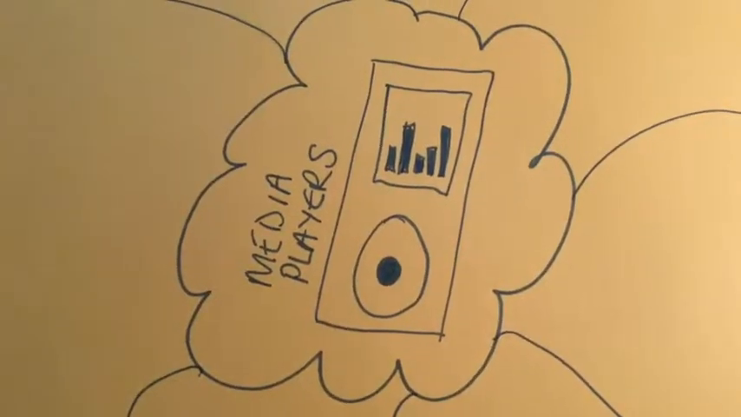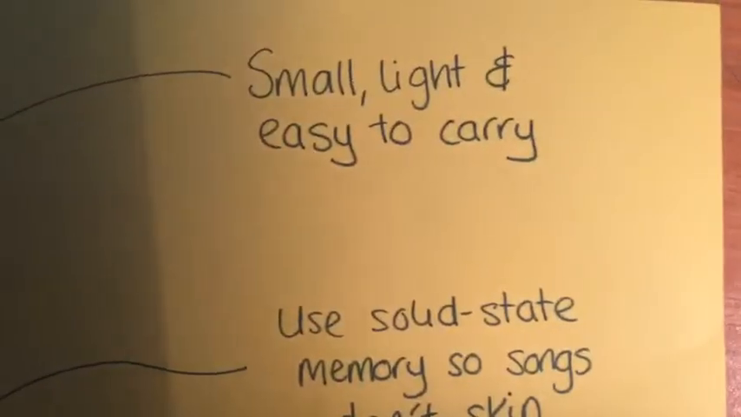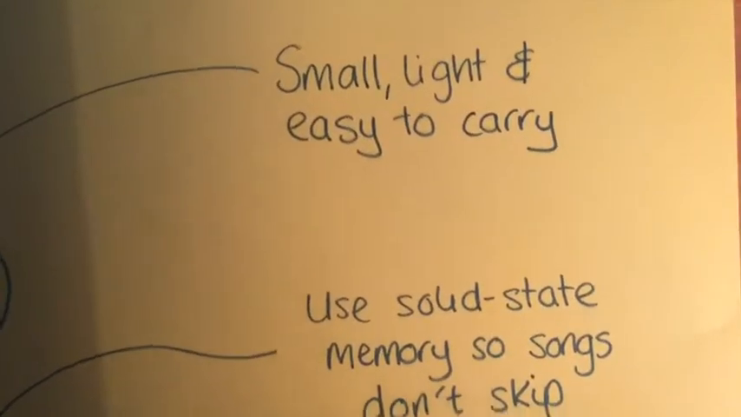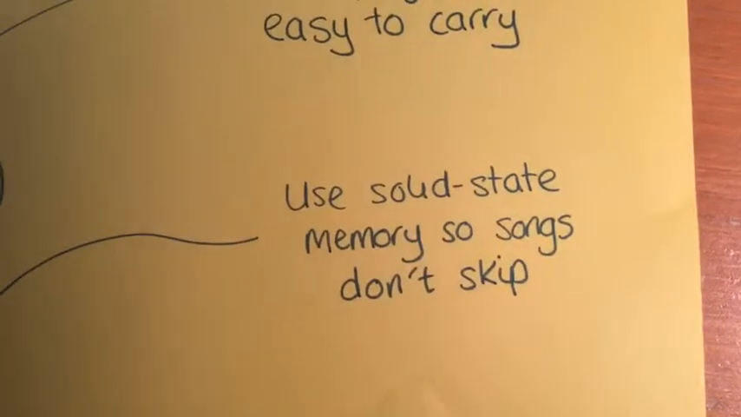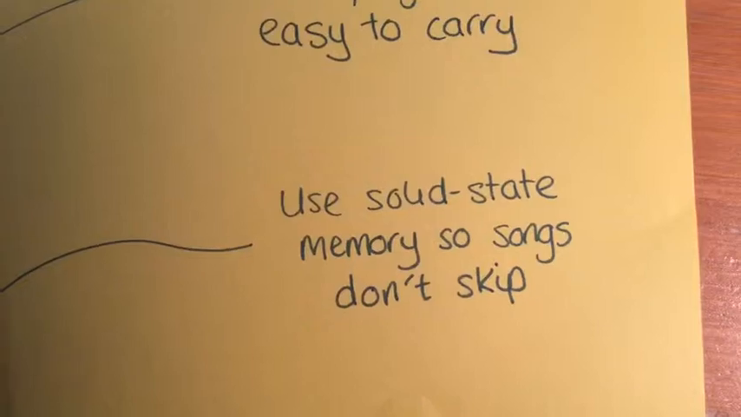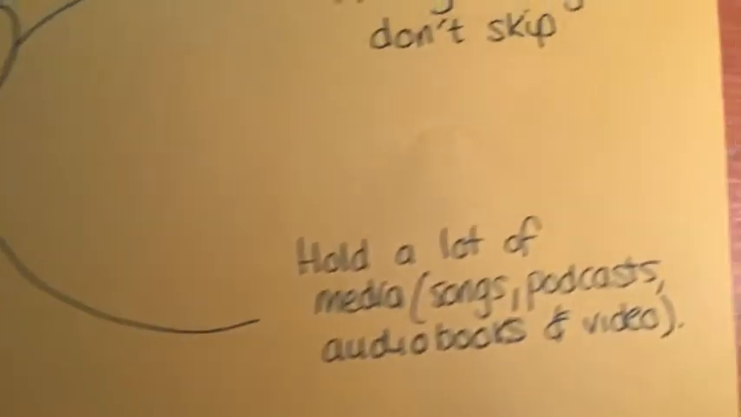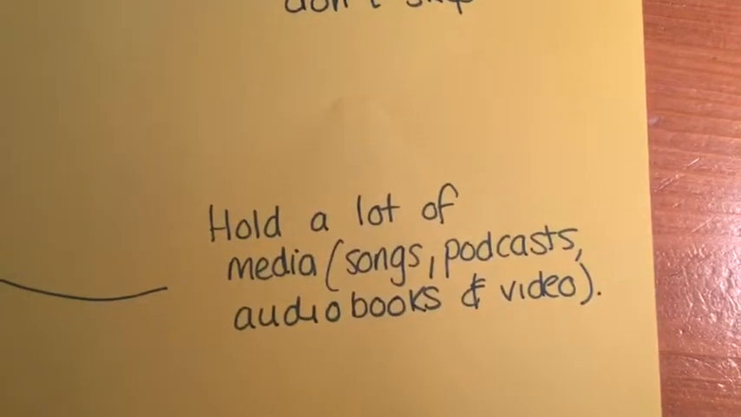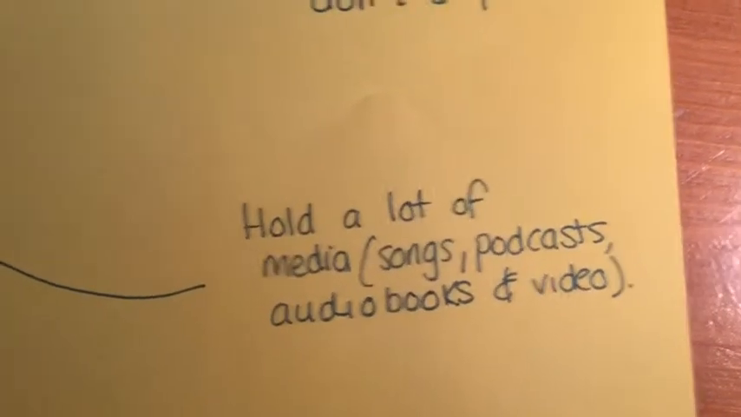We're now going to look at media players and the key features that you need to know. The first one is they're small, light and easy to carry. They use solid state memory so the songs don't skip when the device is jolted. They also hold a lot of media, for example songs, podcasts, audiobooks and videos.